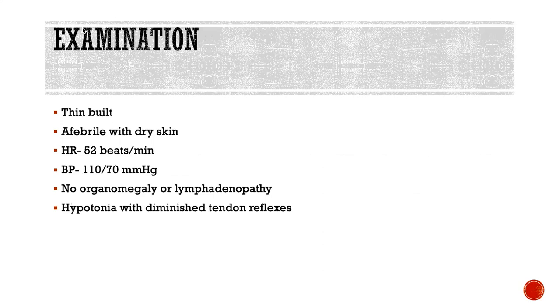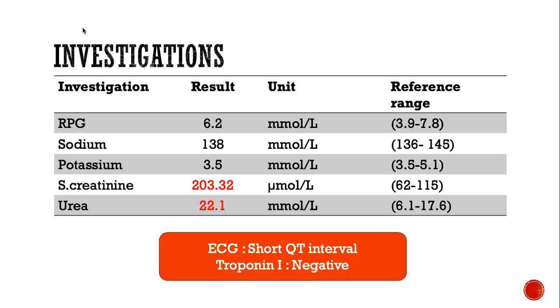On examination, he was thin-built, afebrile with dry skin. He had a heart rate of 50 beats per minute and blood pressure 110 by 70 millimeter mercury. There is no organomegaly or lymphadenopathy. He had hypertonia with diminished tendon reflexes.